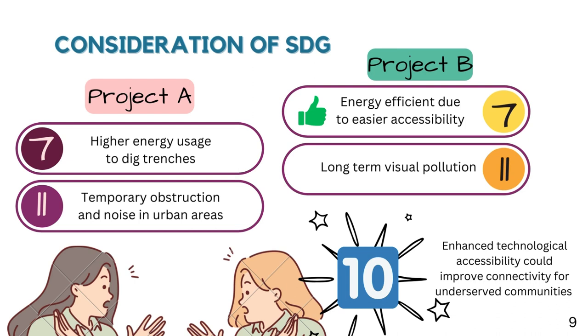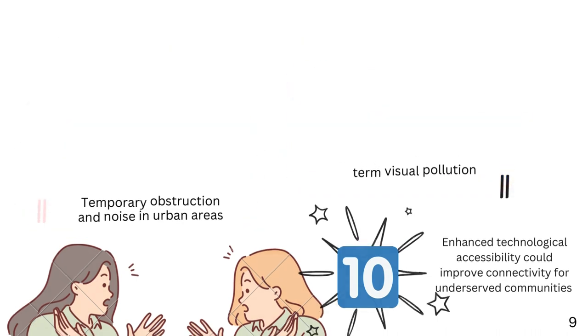Moving on to Project B, which proposes overhead cables. Here, we see a clear advantage in terms of SDG 7. The installation process is more energy efficient due to easier accessibility, and there's less ground disturbance, reducing the initial environmental impact. However, we must address SDG 11. Overhead cables can lead to long-term visual pollution, impacting the cityscape's visual appeal and possibly affecting property values. Both projects offer enhanced technological accessibility, adhering to SDG 10.